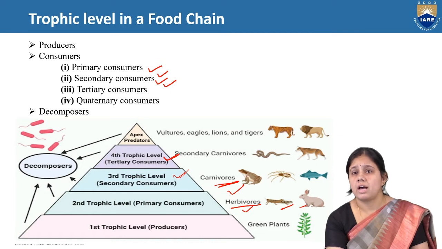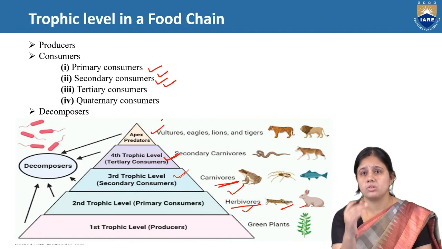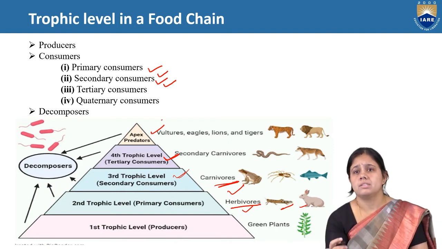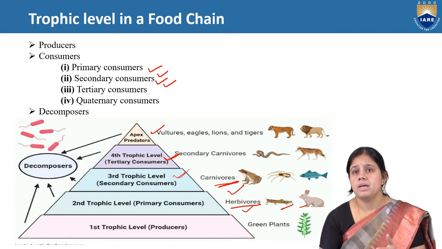And after that, at the top trophic level, the predator is there. They are at the top of the trophic levels. They will eat everything, like a lion and vulture. They can eat all these organisms. So this is the basic trophic level of a normal ecosystem that will follow in every ecosystem, and it is different for every ecosystem. The grassland ecosystem is different, the pond ecosystem is different, and the ocean ecosystem is different.